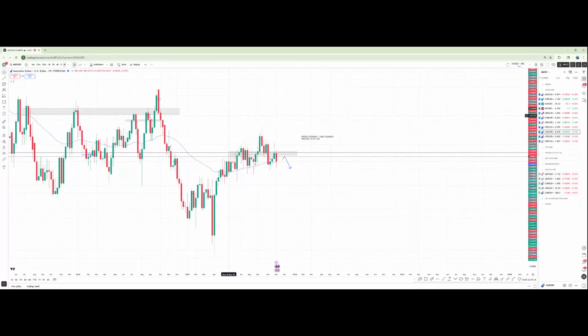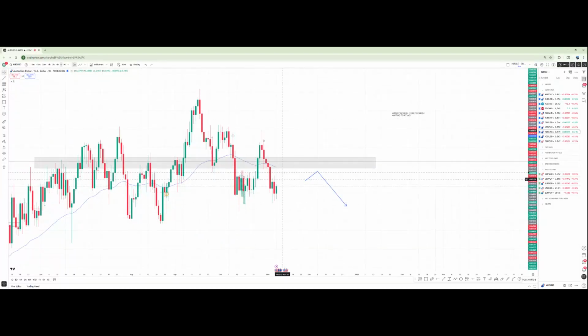AUD USD, once again, this is pretty nice as well. Weekly bearish. All I need is to have a retest right here, because we have a shift: lower low, lower high, lower low, lower high. All I need is to look for a potential lower high, then continue to the downside.